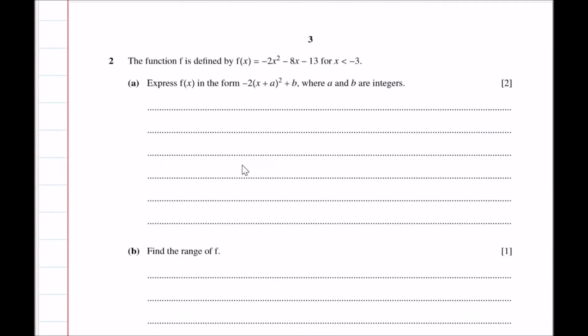Now this question is from functions. The function f is defined by f of x equal to minus 2x square minus 8x minus 13 for x less than minus 3. Express f of x in the form minus 2 times x plus a whole square plus b, where a and b are integers. So we have to write it in completing the square form. Okay, so let's start doing.